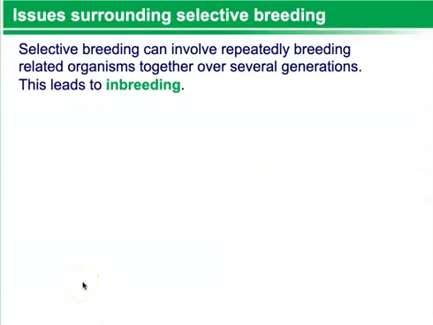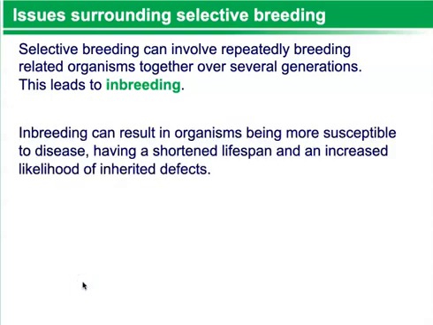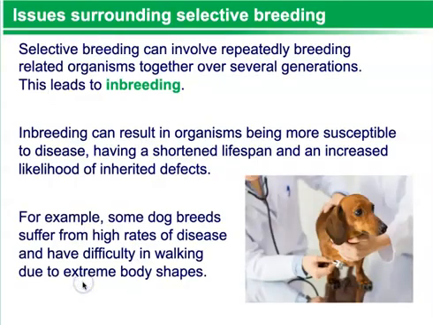Issues surrounding selective breeding. Selective breeding can involve repeatedly breeding related organisms together over several generations. This may lead to inbreeding. Inbreeding can result in organisms being more susceptible to disease, having a shortened lifespan, and an increased likelihood of inherited defects. For example, some dog breeds suffer from high rates of disease and have difficulty in walking due to extreme body shapes.